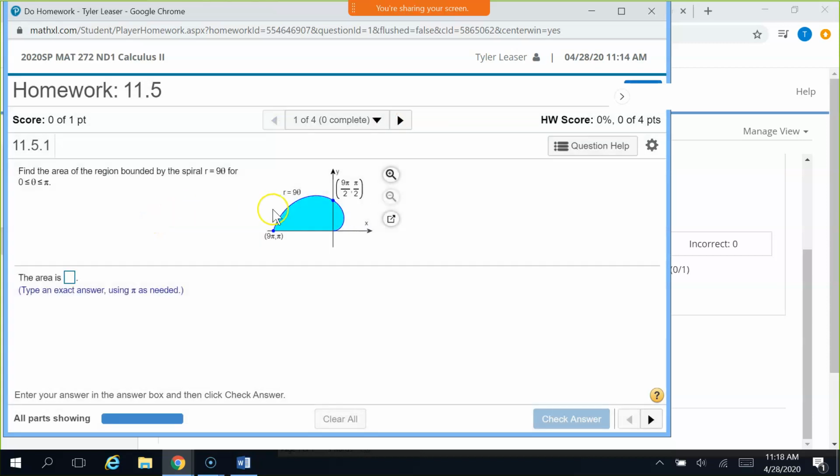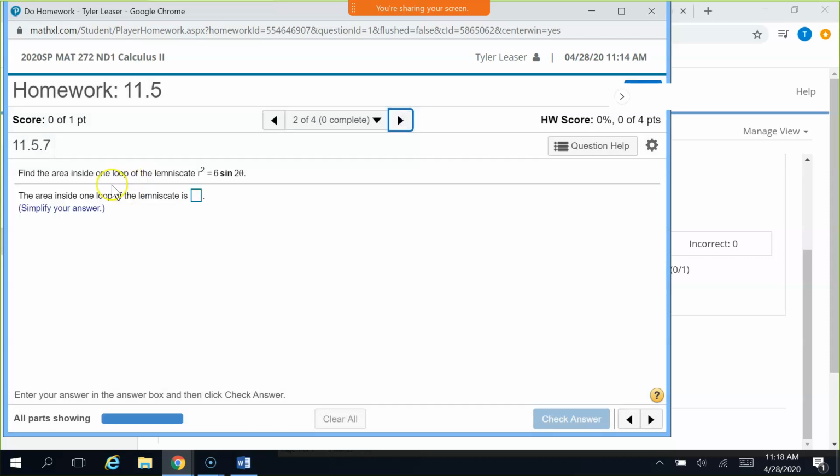So for this first question, it already gives you the limits of integration for the angle, 0 to pi. So let's look at the second one, just because they don't really give you much information for it. Find the area inside one loop of the, whatever you pronounce that, r squared is 6 sine of 2 theta. It's kind of hard to know what this is going to look like without using your calculator to help you. Unfortunately, I can't put a calculator on my screen, but I can talk through the steps.